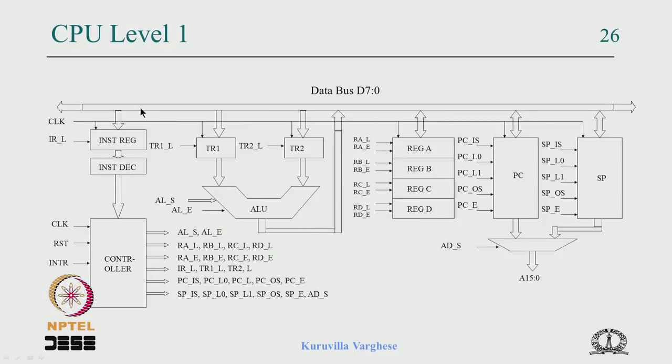We have seen the second level of partition, level 1, wherein there is an internal data bus, instruction register, decoder, temporary register, ALU, set of registers, program counter and stack pointer. Everything is connected to a single bus. In current high performance CPUs, there will be multiple buses. That means the registers can feed the ALU, the ALU can feed back the register, and while that is going on, instructions can come onto the instruction register, or an instruction FIFO or a queue. So many things can go in parallel, and that will be synchronized.